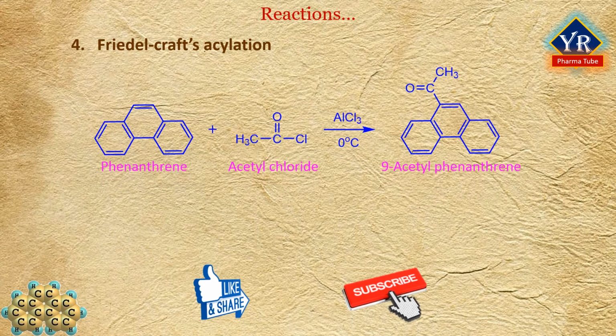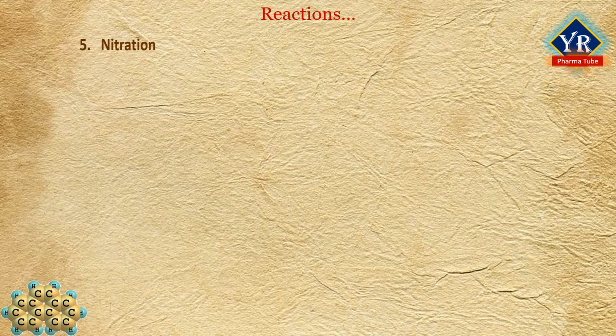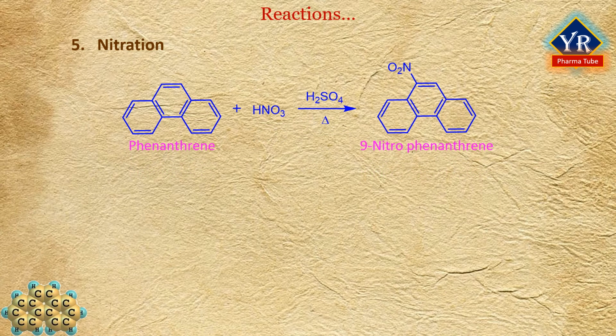Friedel-Crafts acylation. Phenanthrene undergoes acylation with acetyl chloride in the presence of aluminium chloride at 0 degrees centigrade to give 9-acetylphenanthrene. Nitration. Phenanthrene undergoes nitration with concentrated nitric acid and sulfuric acid to yield 9-nitrophenanthrene.